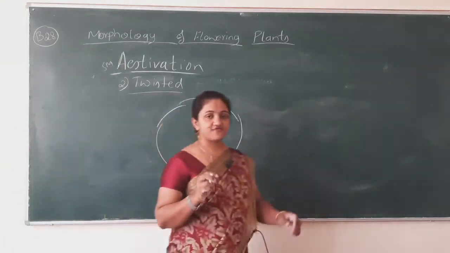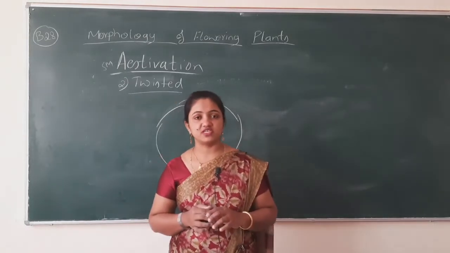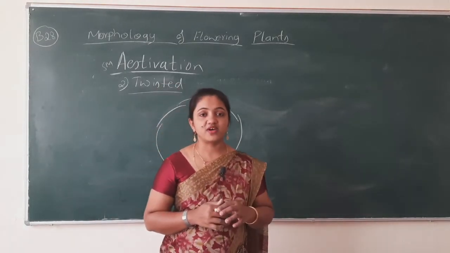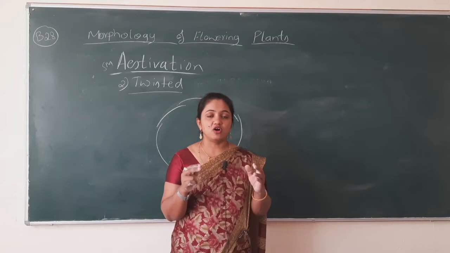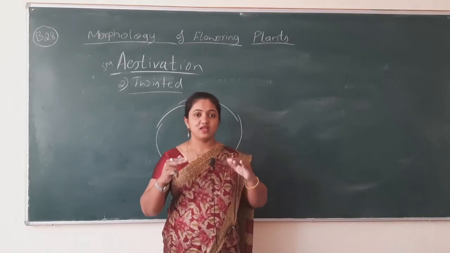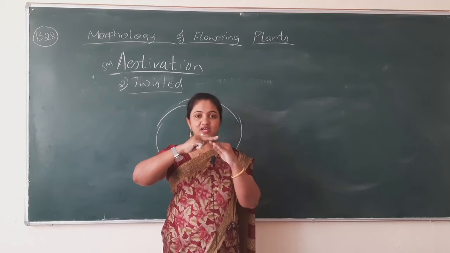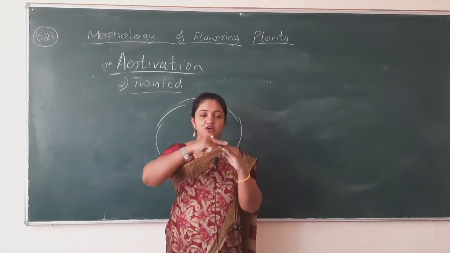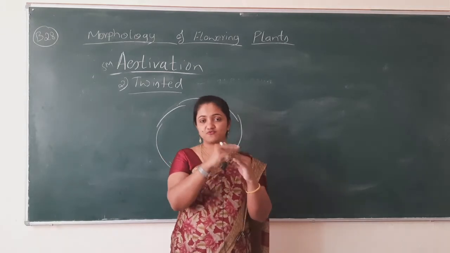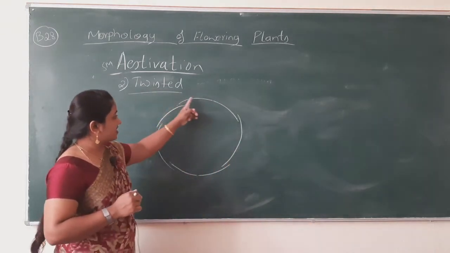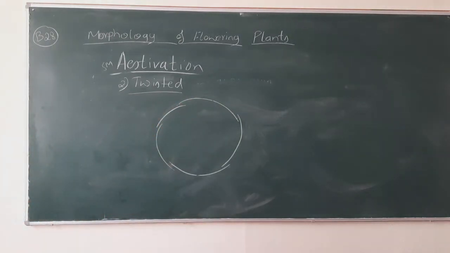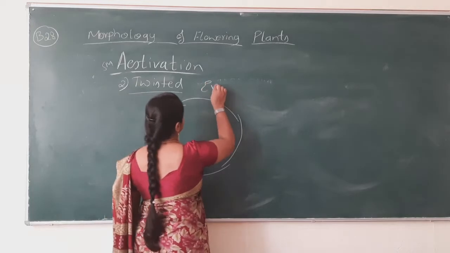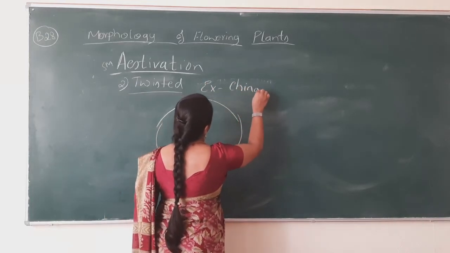How do you create the definition of twisted estivation? The mode of arrangement of sepals or petals is such that the margin of each sepal or petal gets overlapped with one another. One margin will be overlapped, one margin will be free. One margin will be overlapped, one margin will be free. That type of arrangement is known as twisted estivation. The name itself says twisted. Example for the twisted estivation is China rose.